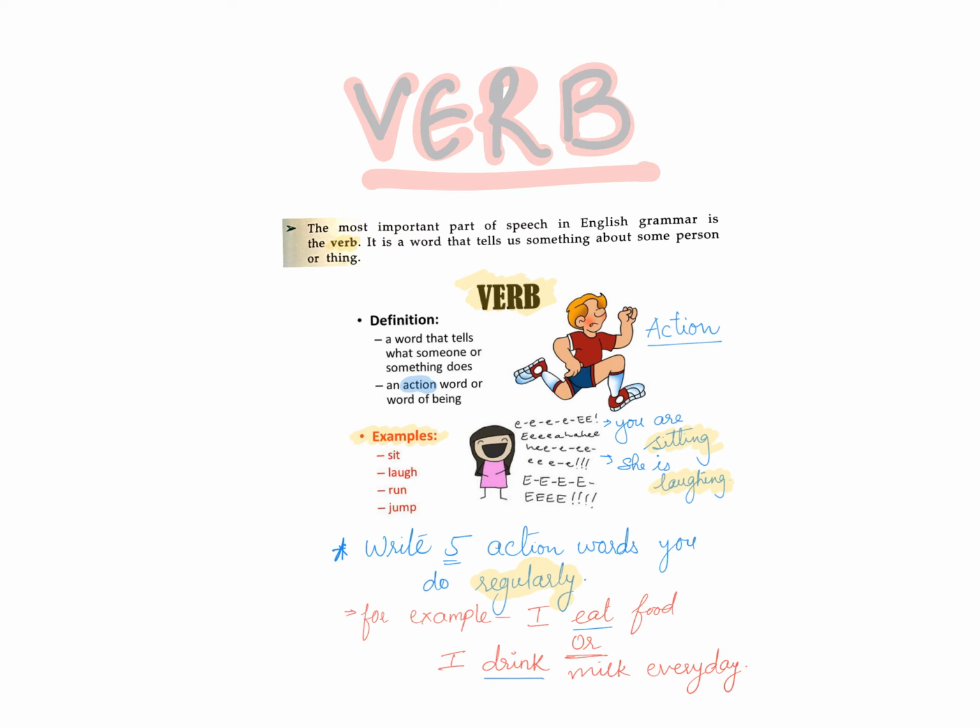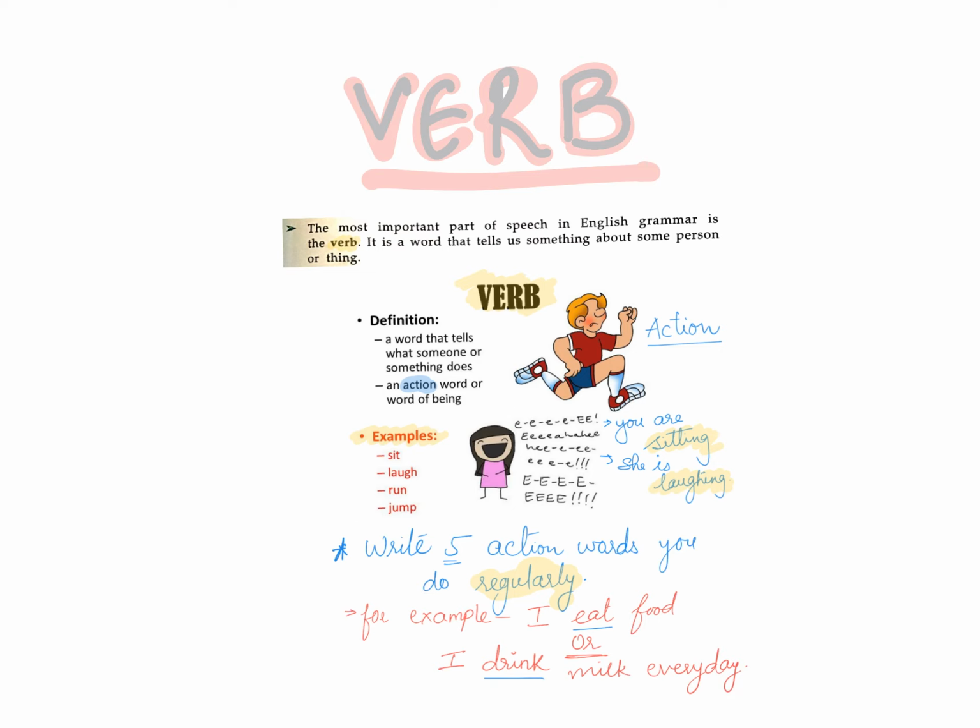Let's begin with the next part of speech, that is verb. What is verb defined as? The most important part of speech in English grammar is the verb. It is a word that tells us something about some person or things. In other words, you can say verb as action, a word that tells what someone or something does, an action word or a word of being. Here are some examples like sit, laugh, run, jump.